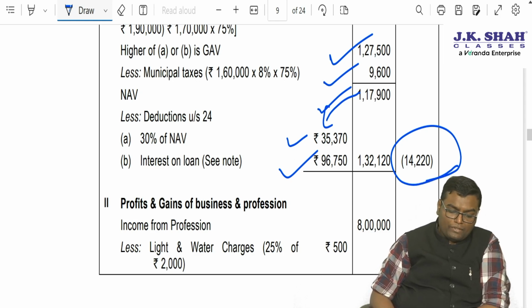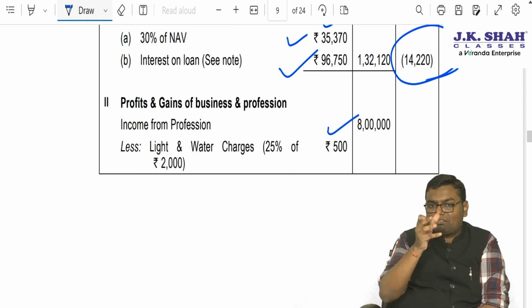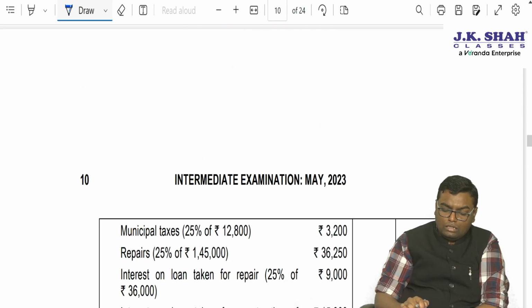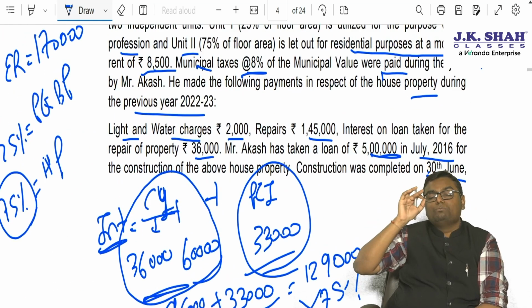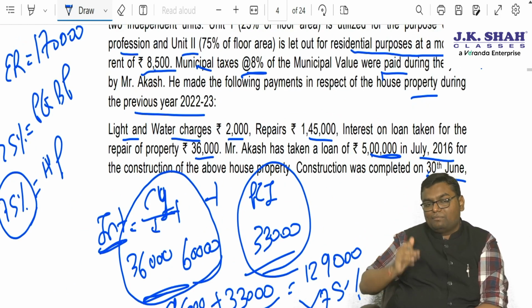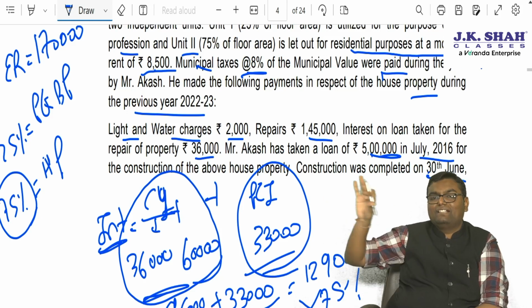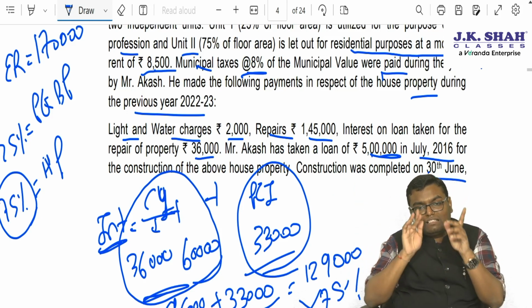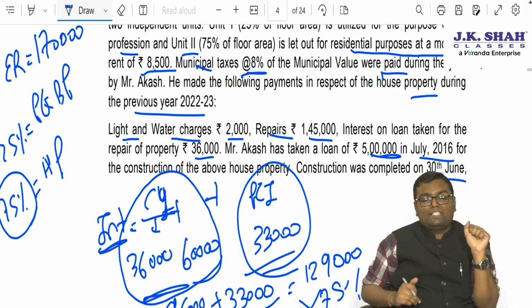14,220 is a loss. Now, so far as PGBP head is concerned, the income they have given 8,000, and one of the expenditure they have written in the bracket, depreciation 8,000. That will deduct straight. Now remember, any expenditure with regards to business asset, we can deduct from PGBP. See, light and water charges we have not deducted in house property because there is a standard deduction 30%. Repair expenditure we cannot deduct in house property because 30% is a standard deduction. But both these expenditures are deductible so far as PGBP is concerned because there is no standard deduction in PGBP.